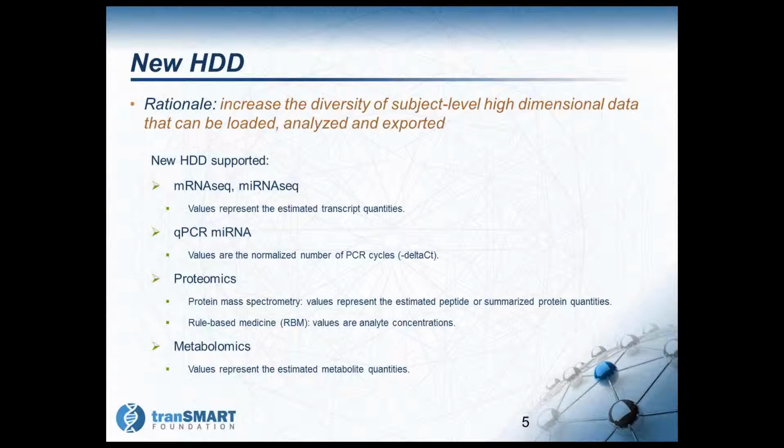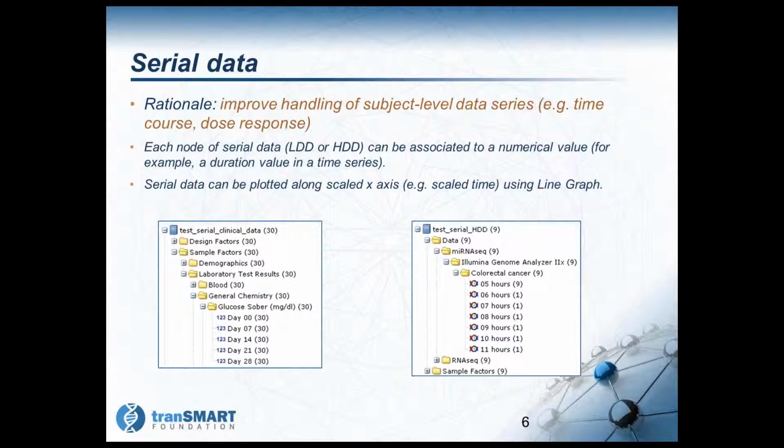So new high-dimensional data types are now supported in tranSMART. This was also a major request from our scientists. Until now, only gene expression, copy number variation, and genotyping data were supported in the former release. So now tranSMART supports new omics data types such as microRNA sequencing, mRNA sequencing, qPCR, microRNA, proteomics, so both mass spec proteomics and RBM, as well as mass spec metabolomics. So those new data types can be, of course, loaded, but also analyzed through the advanced workflow, the legacy advanced workflow from the former GPL release, and can be exported outside of tranSMART using the data export tool. So I will also do a quick demo of this just after.